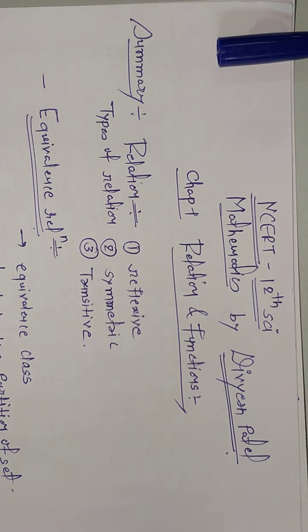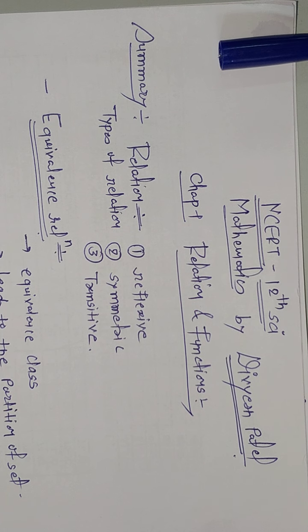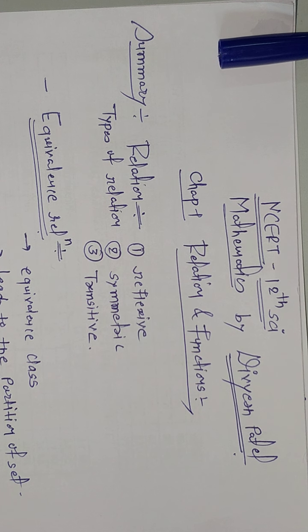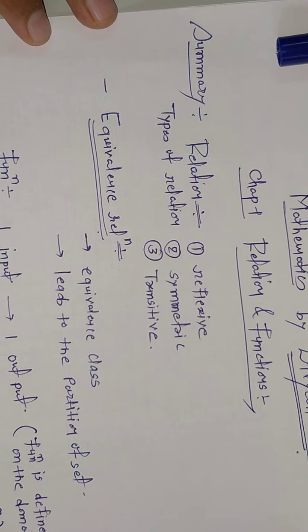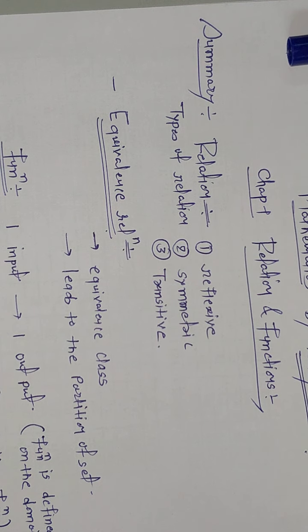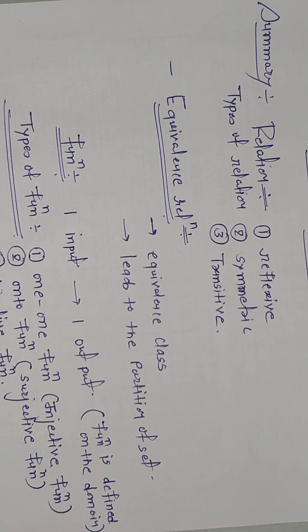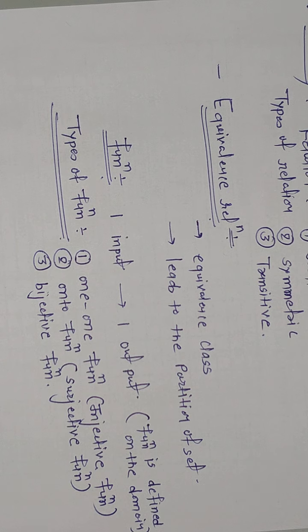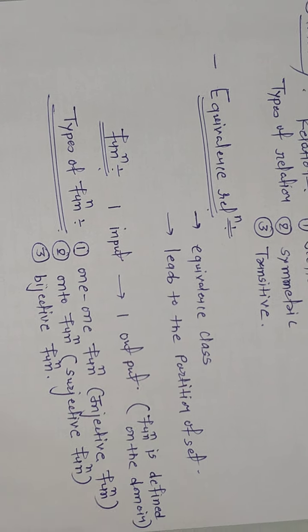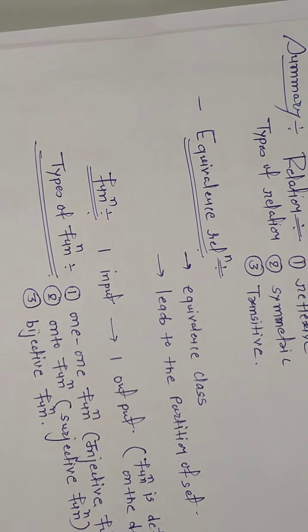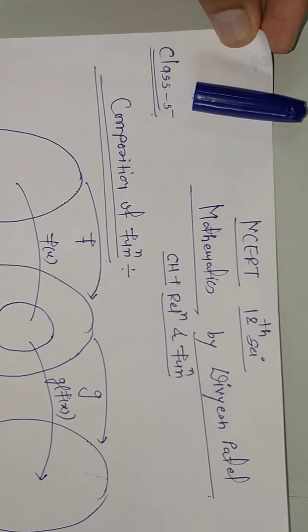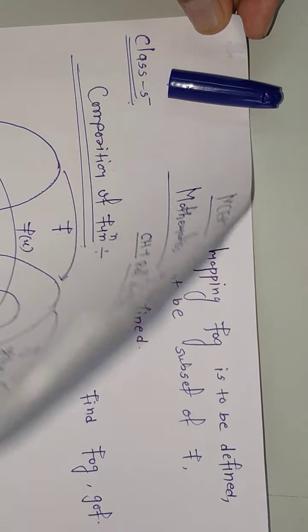Myself Divij Patel. We have already studied relations, what kinds of relations there are, equivalence relation, equivalence class, and properties of equivalence relation. We have studied functions, the idea of a function, and types of function: one-one, onto, and bijective. In this video we are studying the composition of functions.